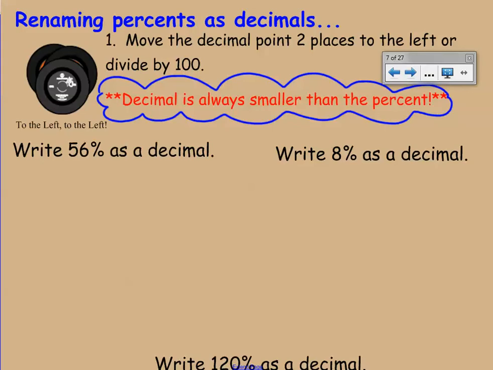To the left, to the left. Okay, so as she says, we're going to be moving our decimal to the left, to the left. So just a quick little tip there of how you can help you remember that. So what we have is we're going to write 56% as a decimal.